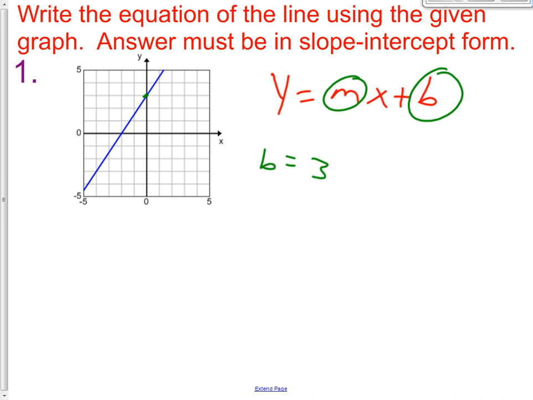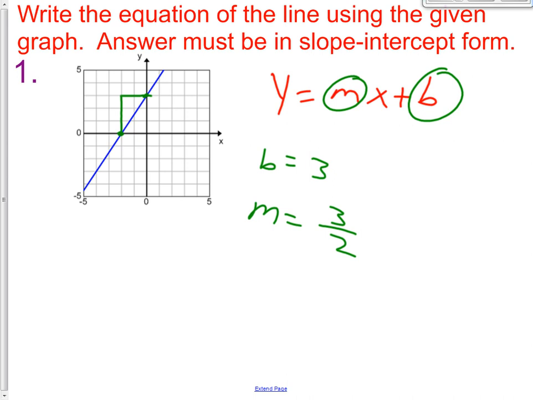Now just find 2 points on the graph. I know that it crosses through this one, and I know that it crosses through this one. Once you know those 2 points, you can just count the rise over the run. We could use the slope formula, but it's easier to count rise over run. It rises 1, 2, 3. It runs to the right 1, 2. So my slope is a rise of 3/2.